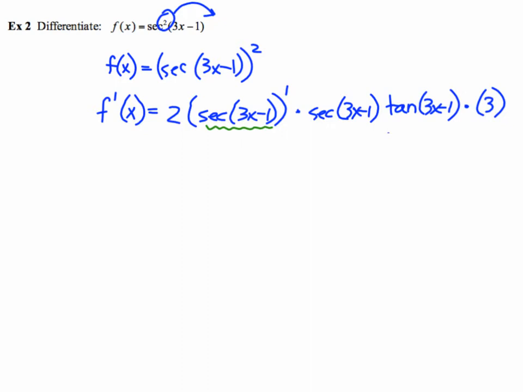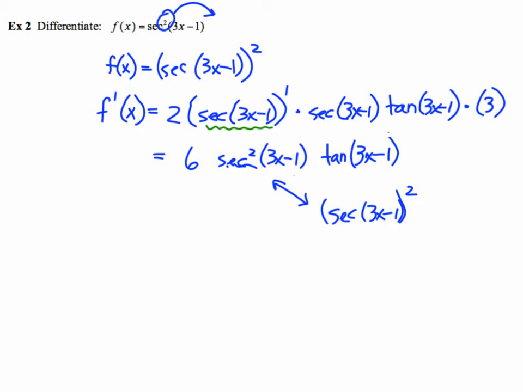Now I'm going to simplify this a little bit. 2 times 3 is 6. And then I have secant squared 3x minus 1, because you can see how in the first derivative that I've taken, secant times secant is secant squared. And then times tan 3x minus 1. And there's your answer.